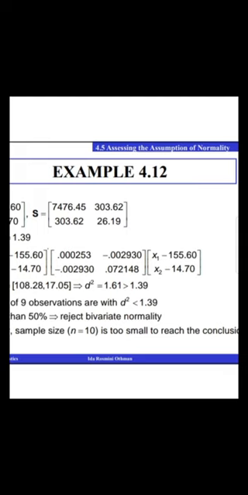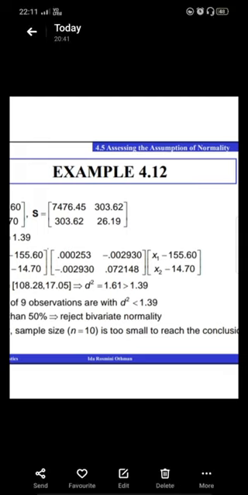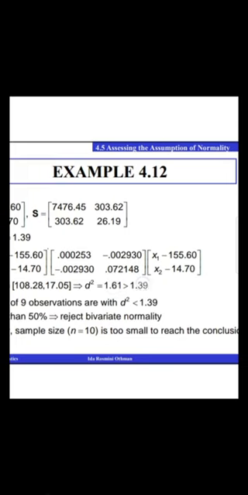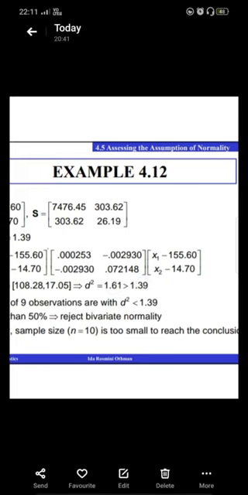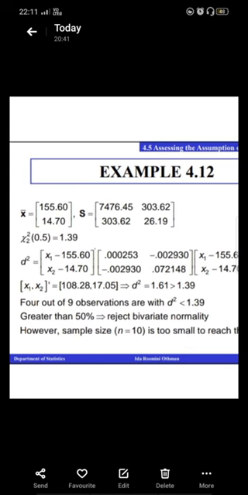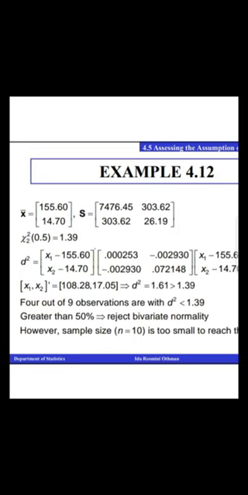Okay, 1.61. Nanti try lah. Okay, try, akan dapat d square for the first observation adalah 1.61, which is more than the value of chi-square 2 0.5 tadi. So we can say that the pairing of x1 and x2 for the first observation lies outside the ellipse because it's more than the value of 1.39. So ini untuk first observation.